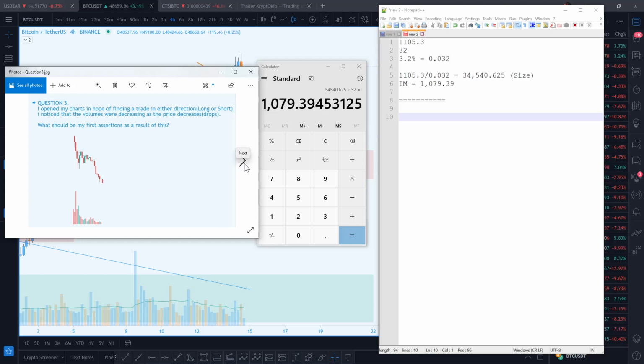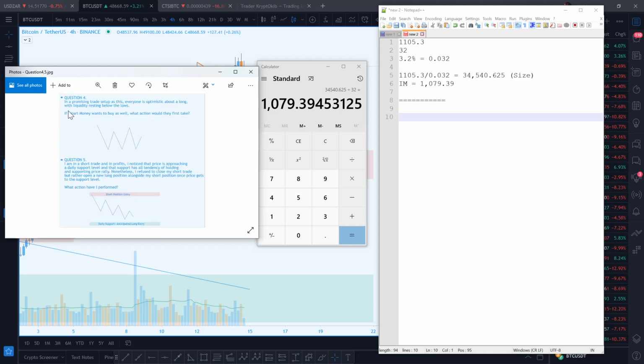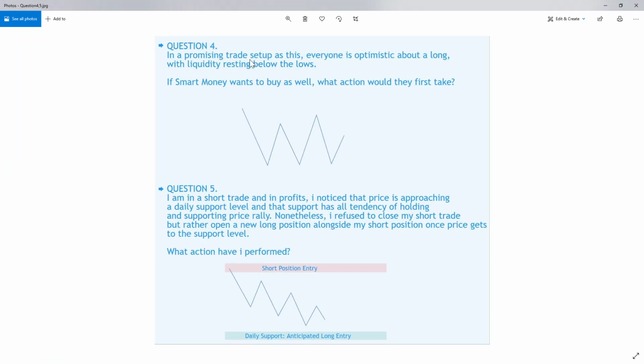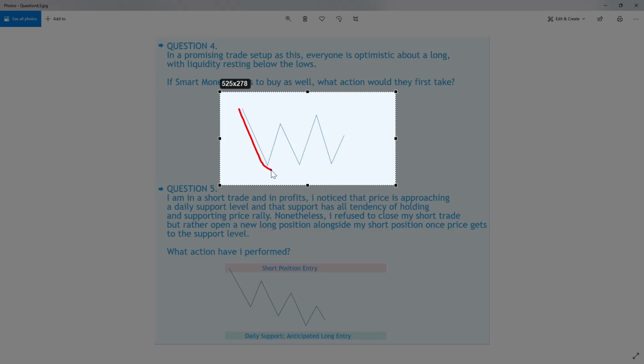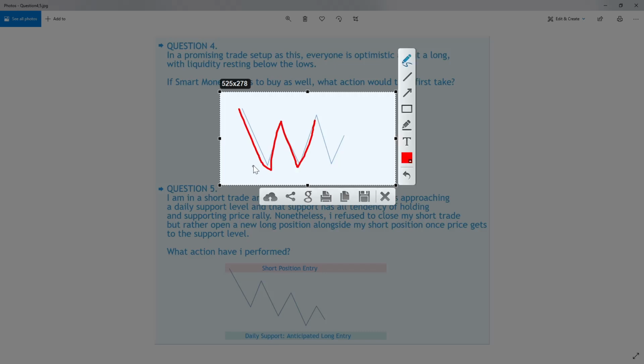So let's take the fourth question. Okay, in a promising trade setup such as this, everyone is optimistic about a long with liquidity resting below the lows. If smart money wants to buy as well, what action will they first take? Now look at this. Here we have what we call the double bottom, right? The moment price came from here to this low, like this, we have the double bottom or what they call the W pattern.